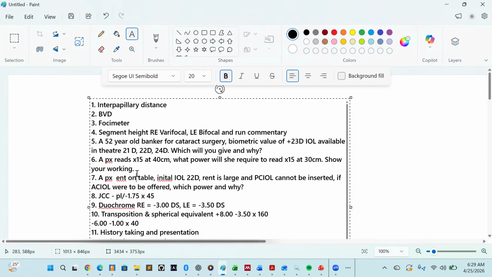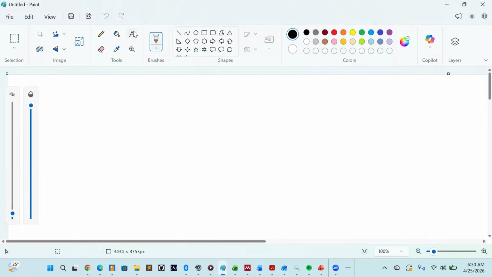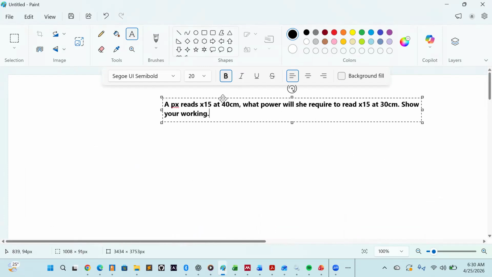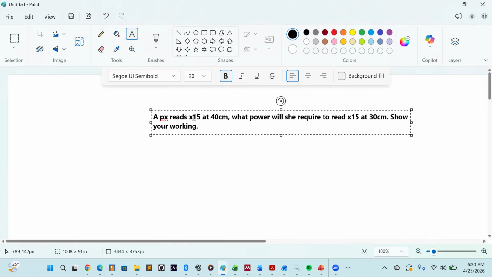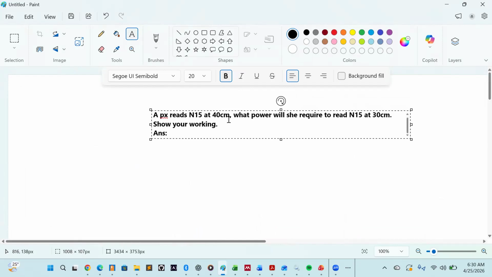So, this other question too. I think the person that wrote this question probably made a mistake, because this can be my impression. I want to believe it's N15, because that can be found on the near charts, it cannot be written otherwise. Or maybe that's how they write their own notation. I don't know, but it has to be near vision. Someone reading N15 at 40 cm, what power is required to read N15 at 30 cm?